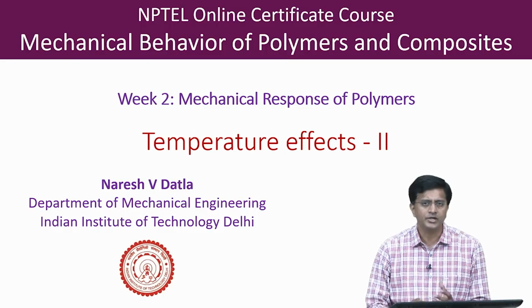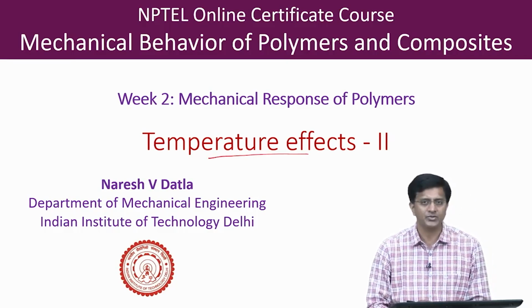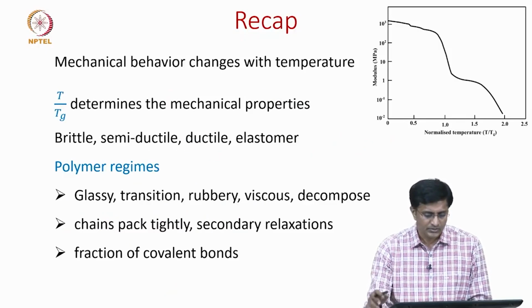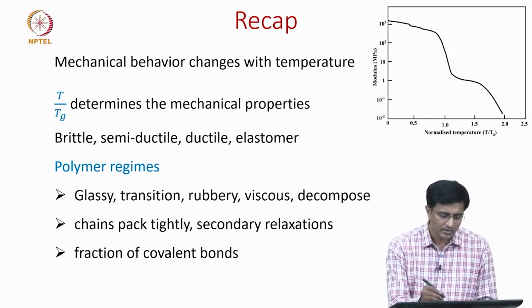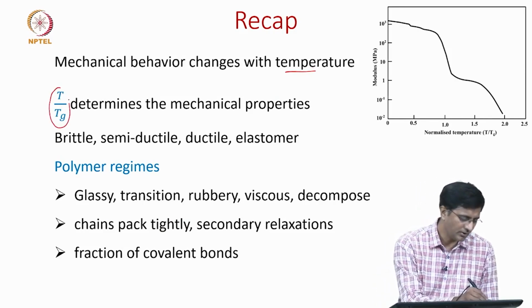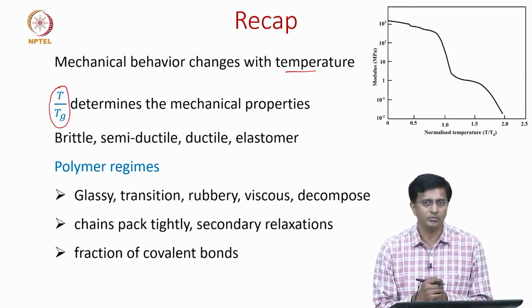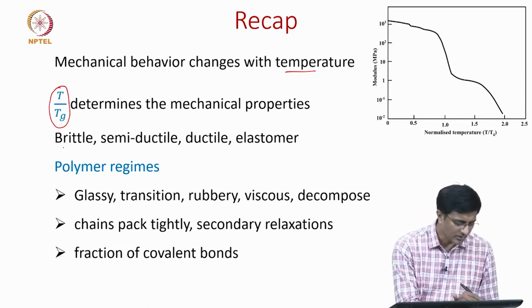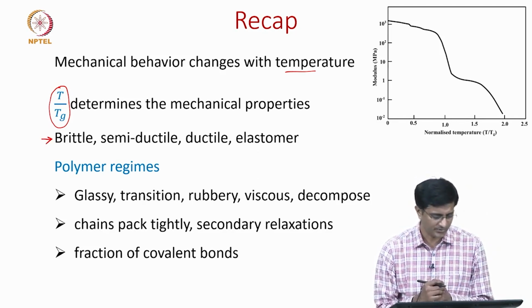Hello, this is a continuation from the previous video where we were discussing the temperature effects on the mechanical response of polymers. Here is a quick recap from the previous video, where we looked at how temperature affects the mechanical behavior and said that this ratio T by Tg determines how the particular polymer behaves. And we have seen different polymer behaviors ranging from brittle, semi-ductile, ductile and elastomer behaviors.